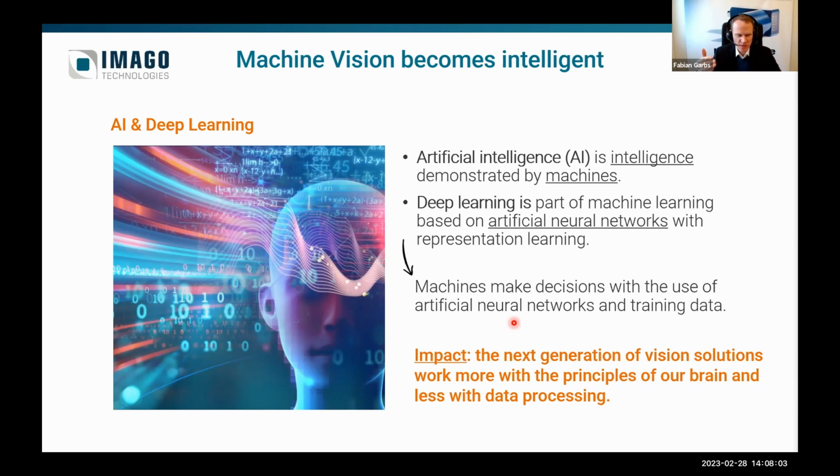And this road we go with this AI topic, I mean, we heard it the last decades already, but nowadays, or the last years, it becomes more and more popular, especially because of the technique, the computers are getting more powerful. And for machine vision, what does it mean? What is the impact? So we see that the next generation of vision solutions will work more with the principles of the human brain or with neural networks instead of classical data processing.